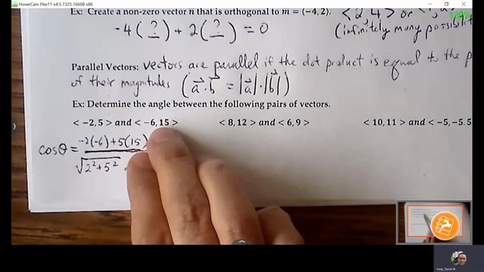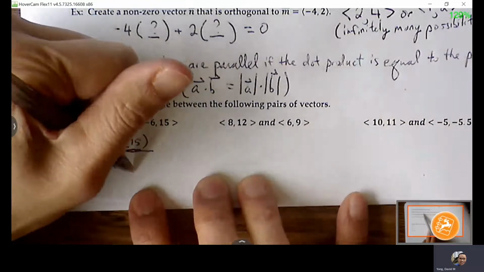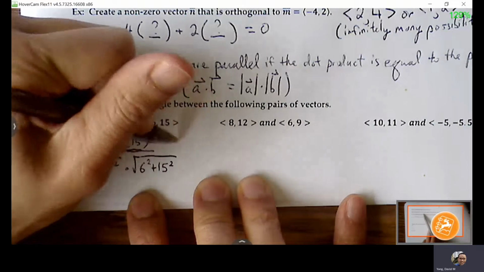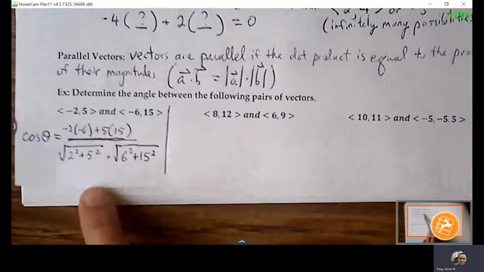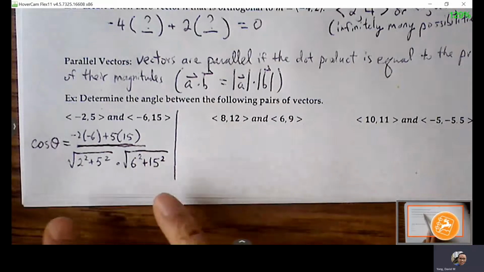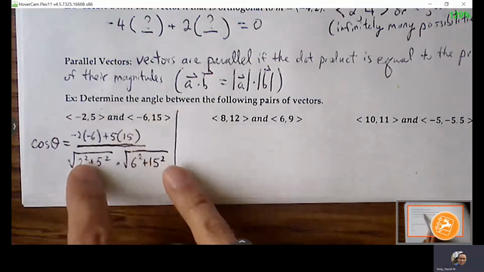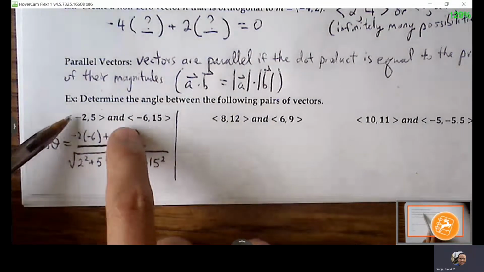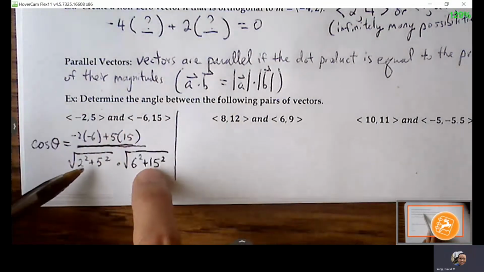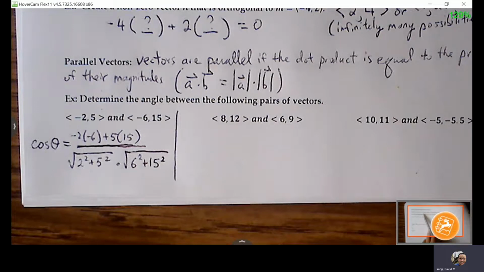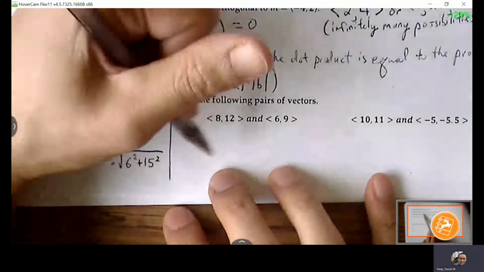And then separately, I'll do the Pythagorean theorem for the second vector: square root of 6 squared plus 15 squared. Notice I'm leaving the negatives out because I know the squared operation will just wipe out the negatives. I only care about the positive. Now, when you do dot product, keep track of your negatives, okay? But with the Pythagorean theorem, the negatives go away once you square each of the numbers. So that's why I ignore the negatives.